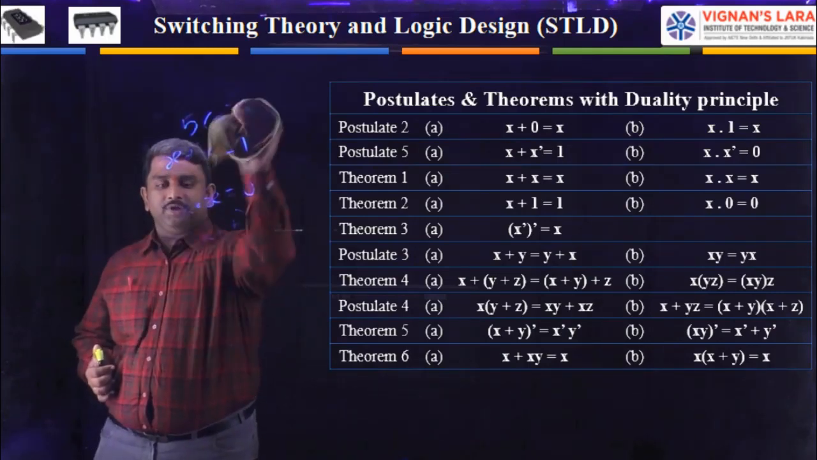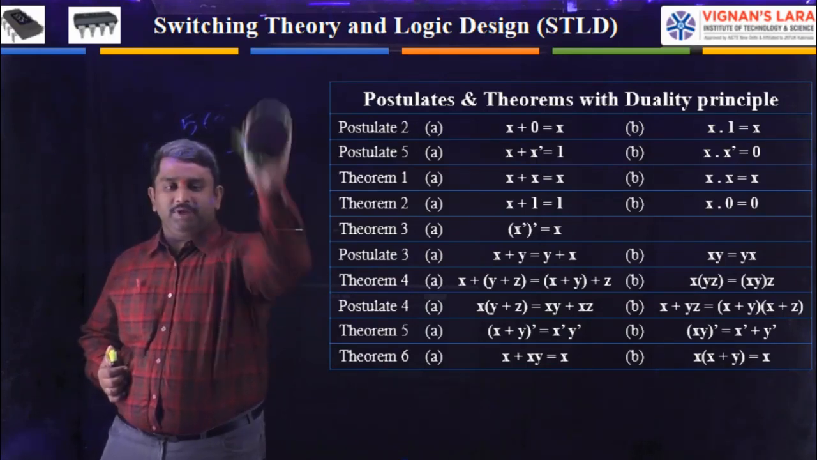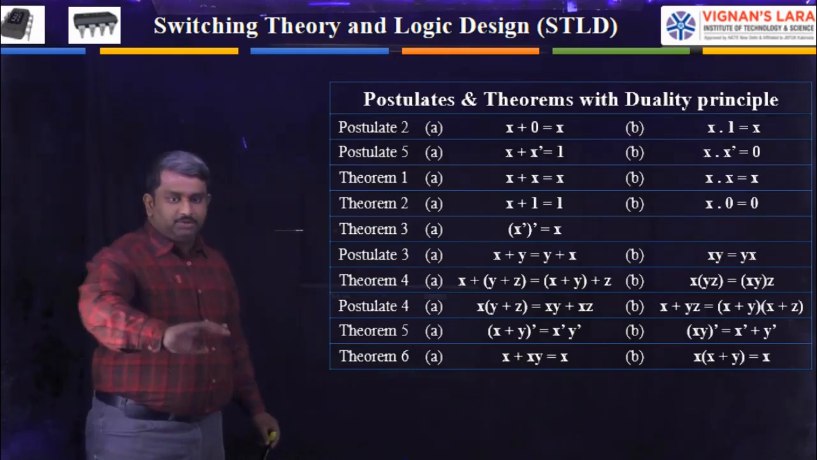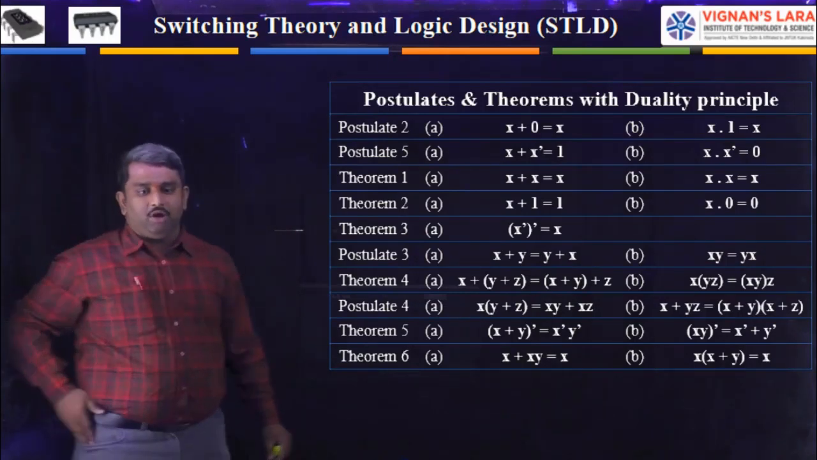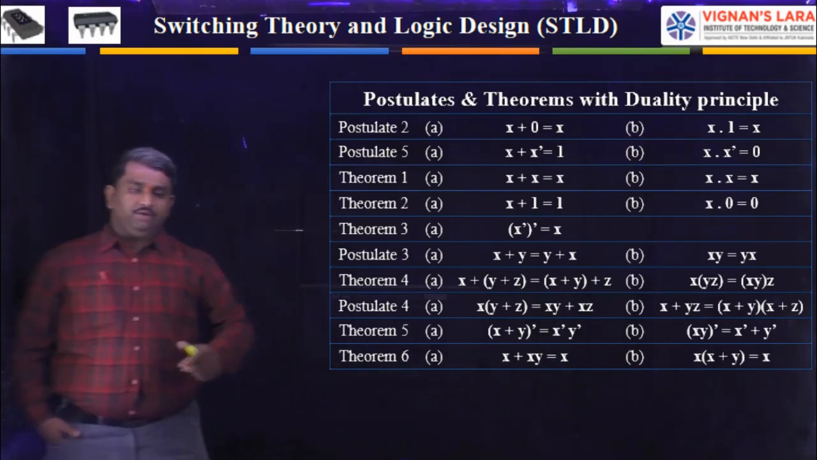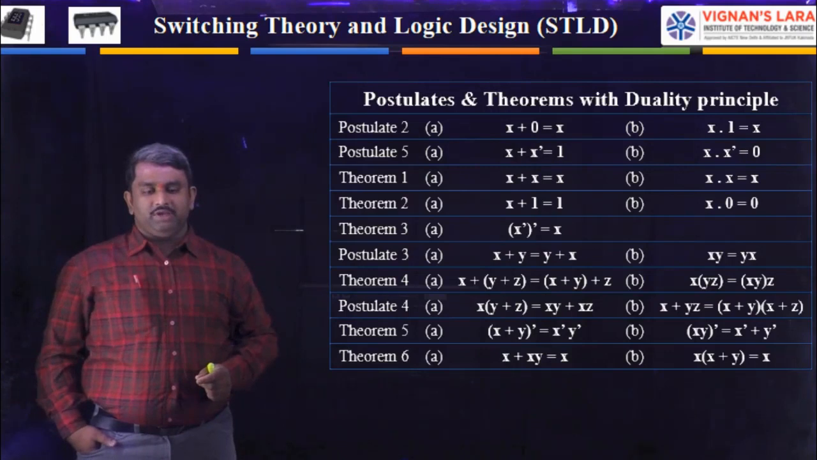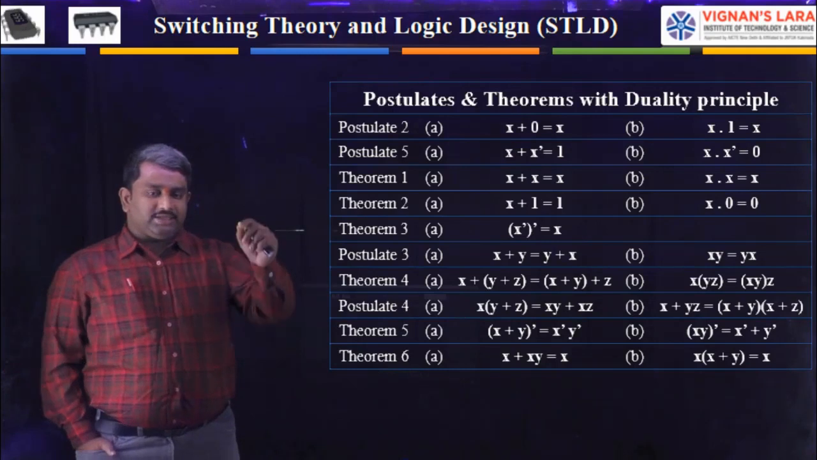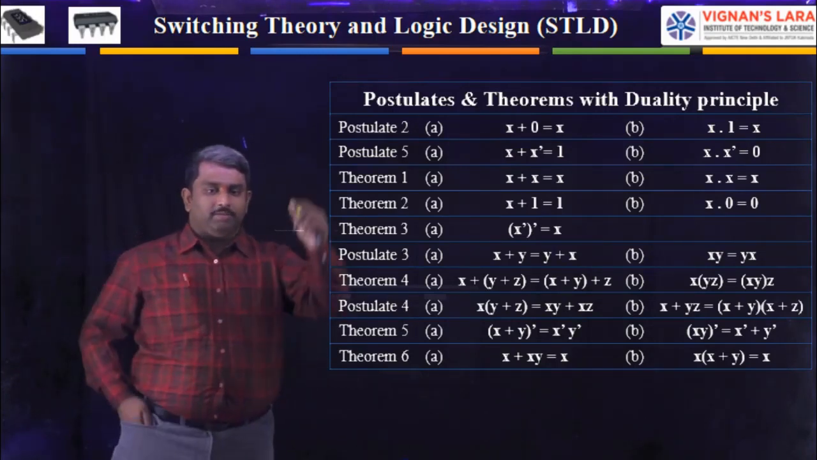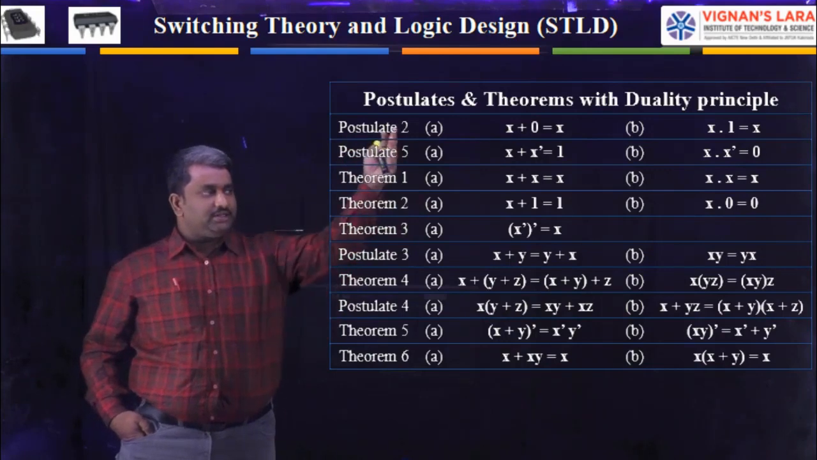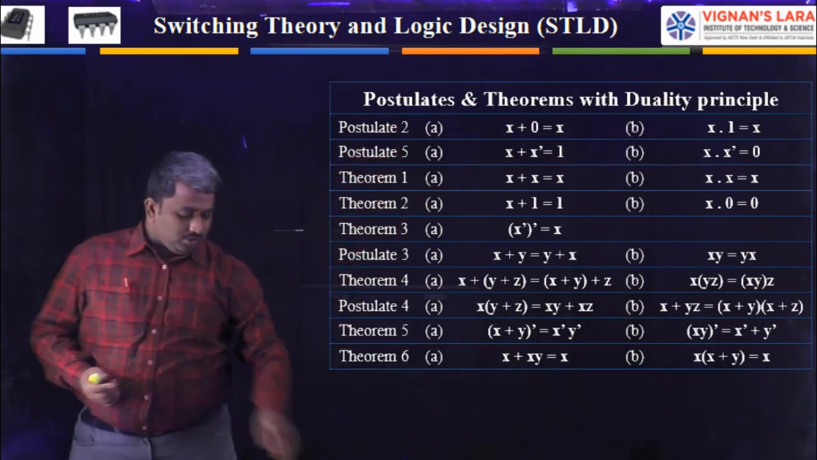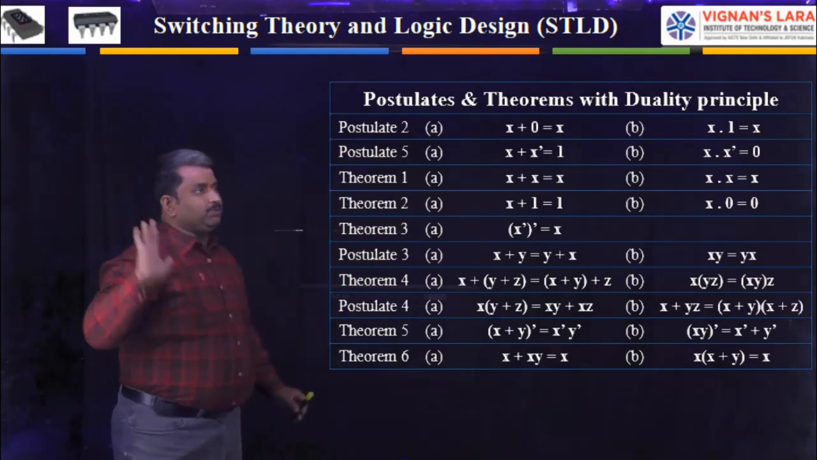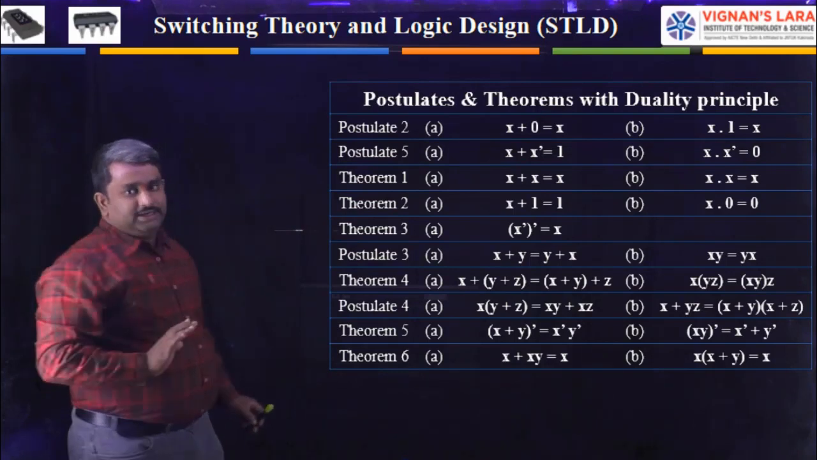Now coming to the next theorem 1a, 1b. Everything you have to see here. Except postulate 5a, you can check all the remaining things and observe the change. Even in 5a you can observe the behavior, but there is a small change for that, so you don't bother about that. Except 5a, check all the remaining postulates and theorems. There is no problem at all. All the functions are satisfying the duality principle.